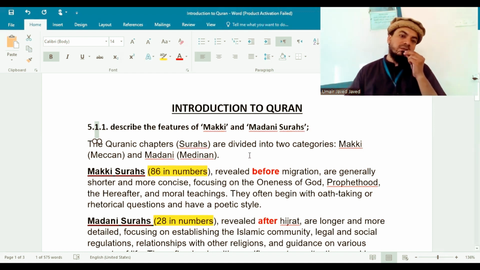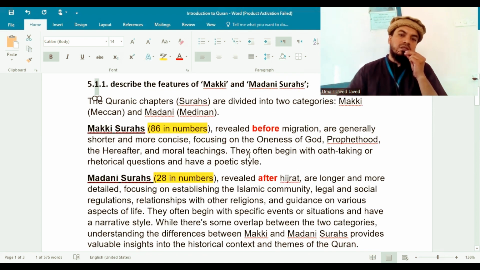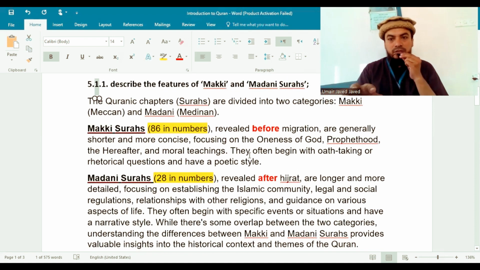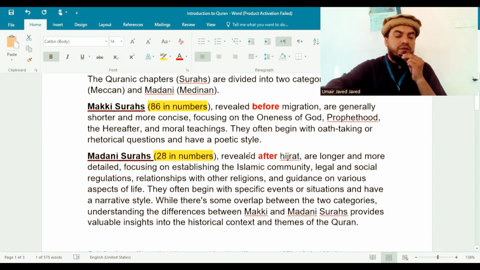So, describe the features of Makki and Madani Surah. You can see in this document the Quranic chapters are divided into two categories: Makki Surah and Madani Surah. I have explained all these things: the number of Makki chapters in the Quran, the number of Madani chapters in the Quran, the definition of Makki and Madani Surah, and the differences between Makki and Madani Surah. You can see the complete paragraph.